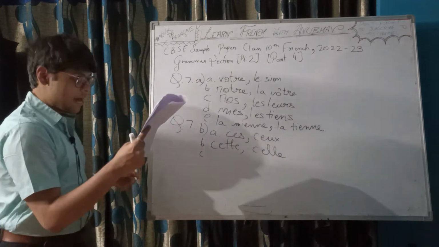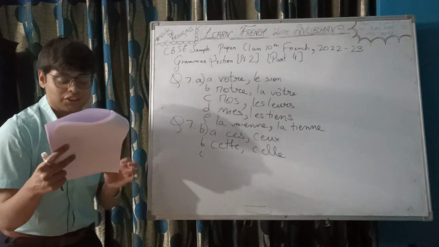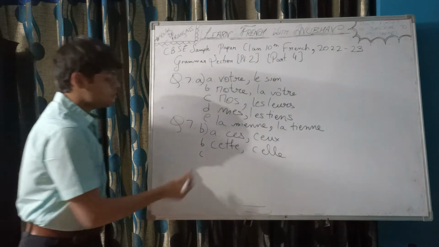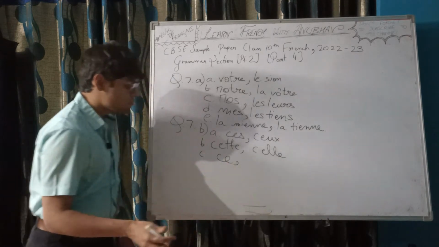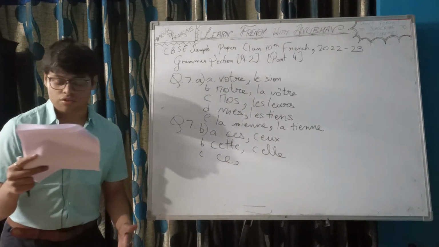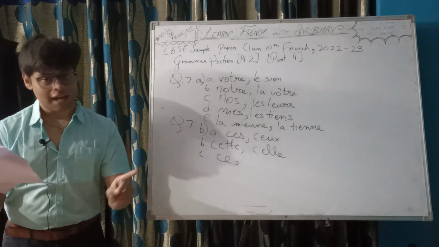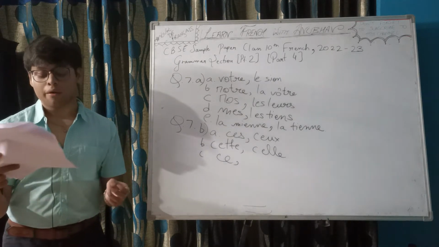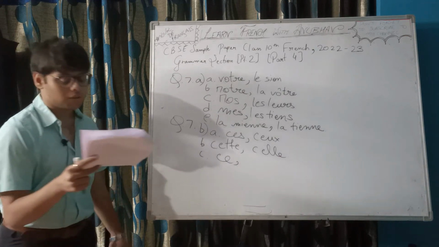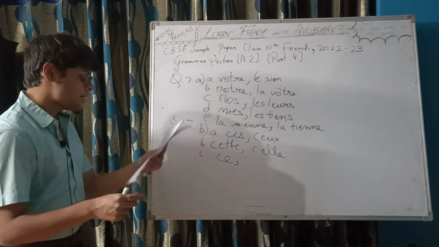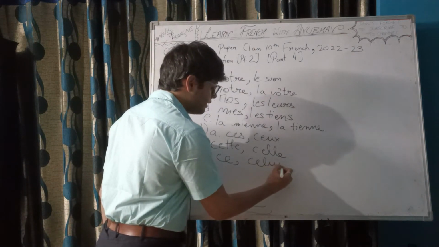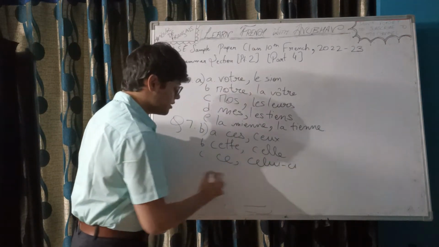C part, we have je n'aime pas dash crayon. I don't like this pencil. Adjective demonstrative, ce, masculine singular, crayon. Montrez-moi dash. Show me this one here. Celui-ci. Or you can write celui-là as well. Show me that one there. So you can write celui-ci here. Montrez-moi celui-ci. Hyphen is important when writing.